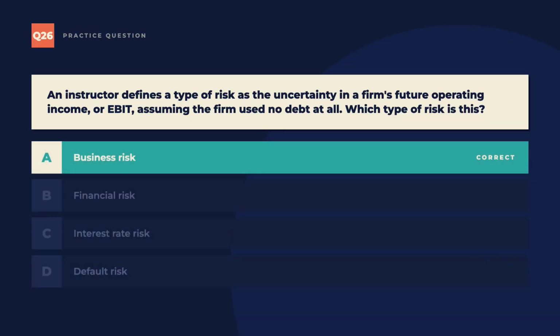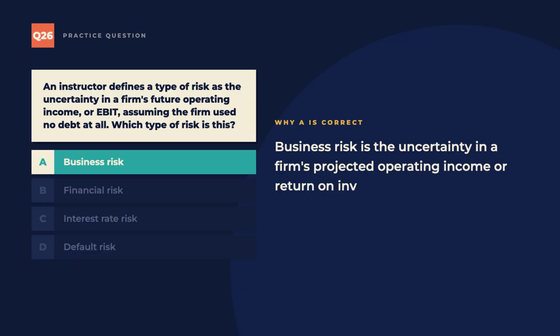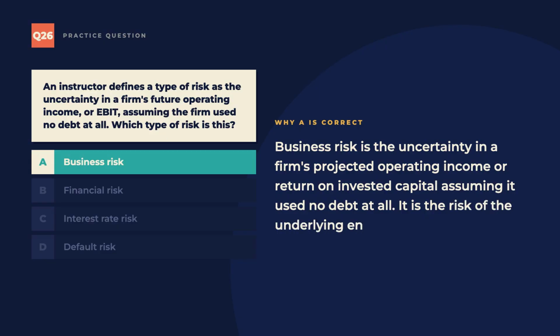The correct answer is A. Business risk. A is correct because business risk is the uncertainty in a firm's projected operating income or return on invested capital, assuming it used no debt at all. It is the risk of the underlying enterprise itself, independent of how the firm is financed.